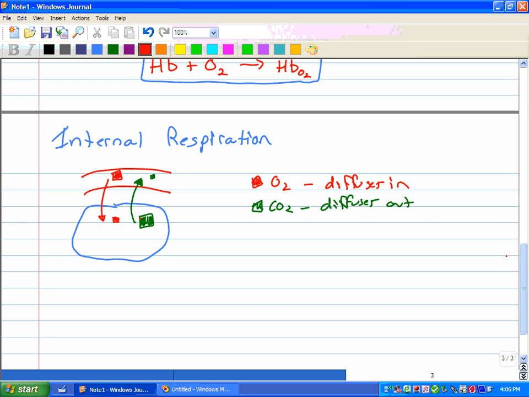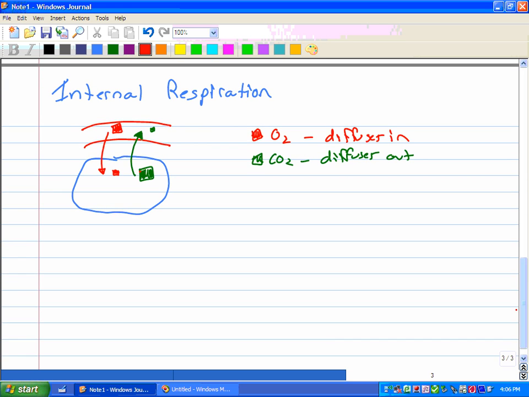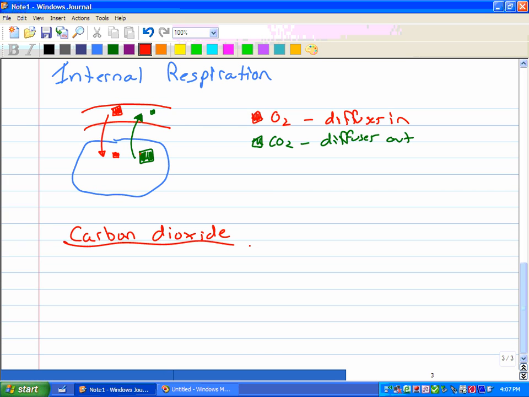Okay, so what facilitates the travel between them? We already talked about oxygen. It jumps on that hemoglobin, which will bring it back and forth. But carbon dioxide has a unique travel mechanism. So what happens is it starts as carbon dioxide.